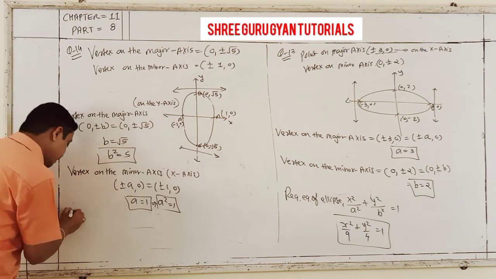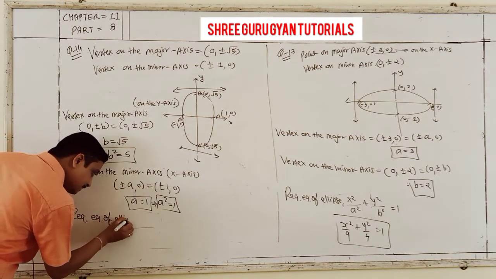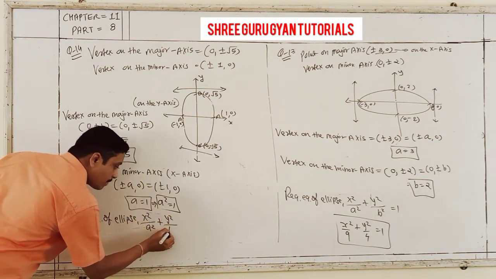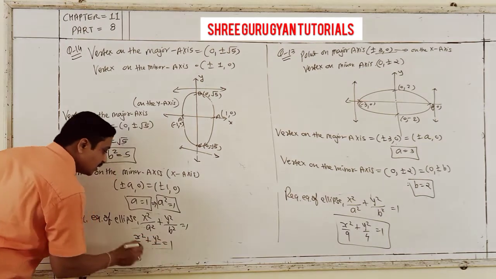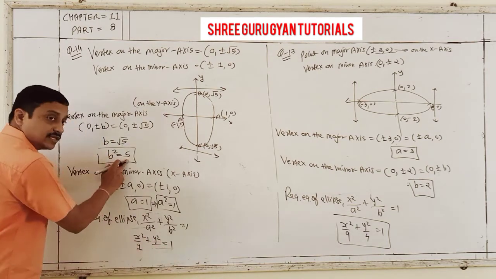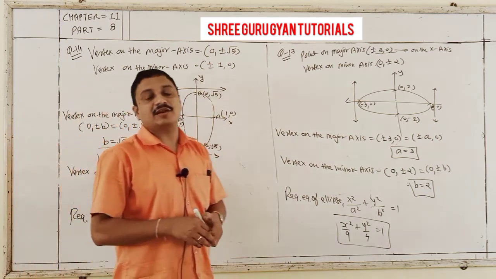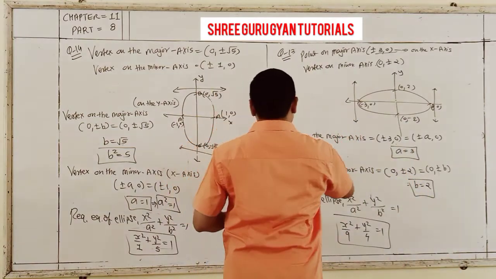Now the required equation of ellipse, x square by a square plus y square by b square, putting down all values. A square is 1, b square is 5, and that is the students' simple way: x square by 1 plus y square by 5 is your answer, done. Now 15.